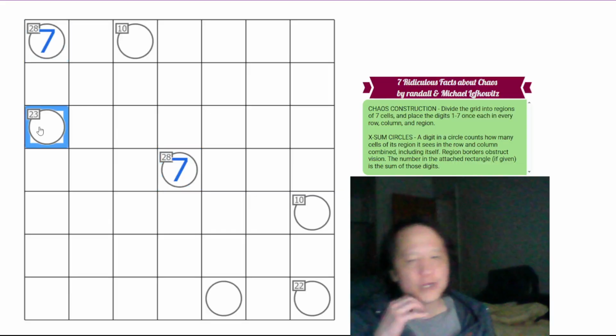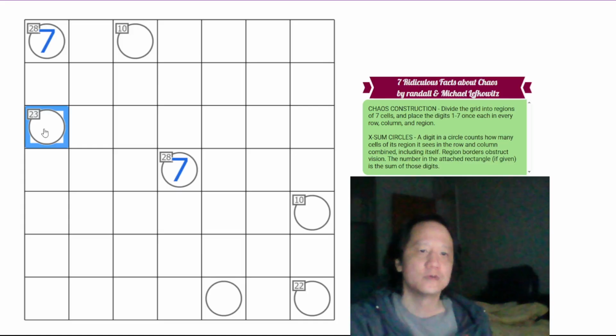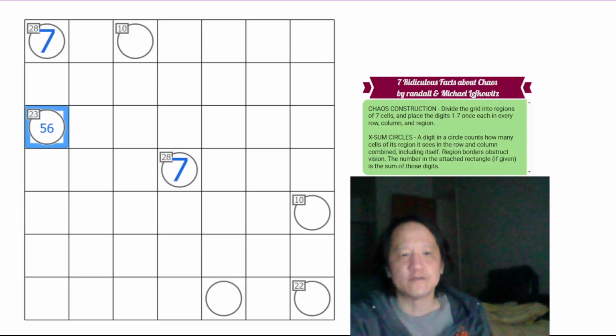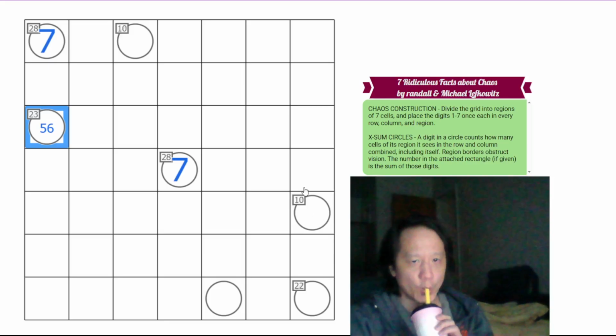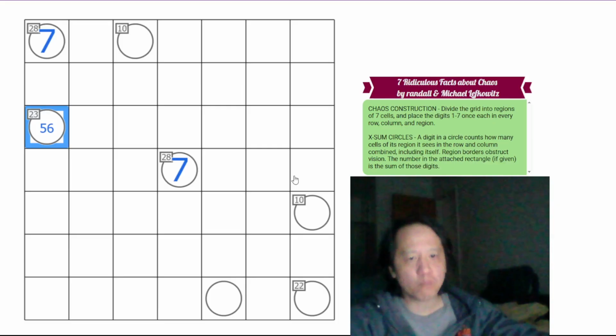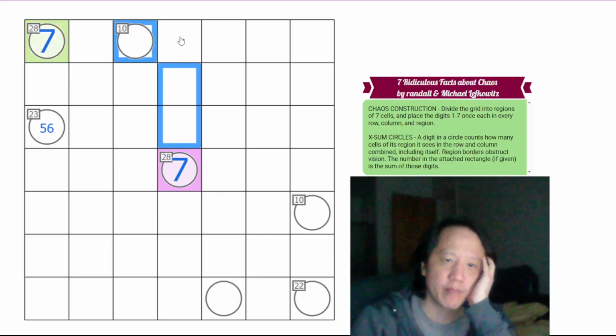To get to 23, you see either 6 cells or 5 cells. You cannot see 4 cells because the max for 4 cells from 1 through 7 would be 4, 5, 6, 7, which is 22. So this has to see 5 or 6 cells. This will mark as pink. This, I guess, will mark as green.